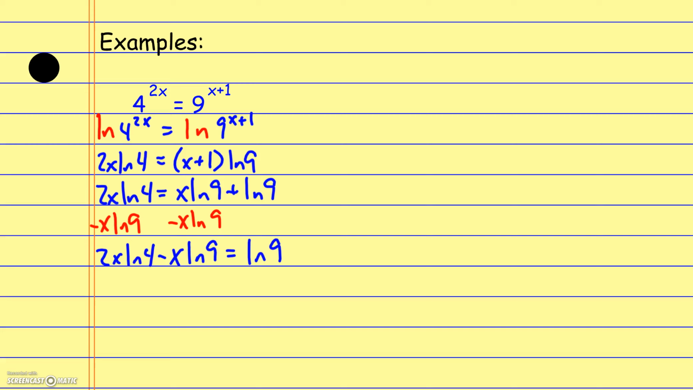And so to isolate the x value here, what I have to do is factor it out. So I factor out the x. That leaves me with 2 natural log of 4 minus the natural log of 9 equals the natural log of 9.